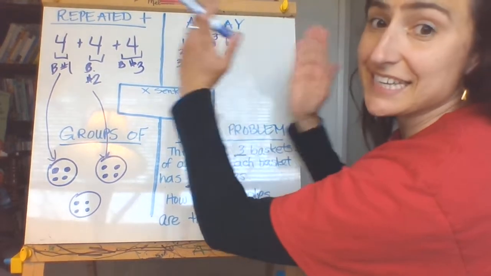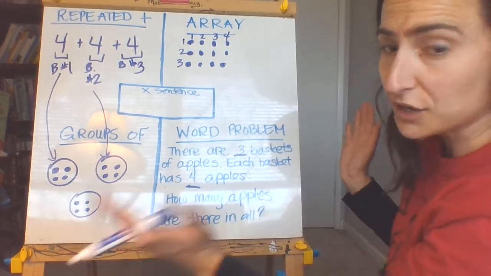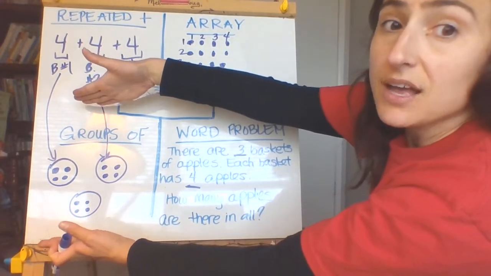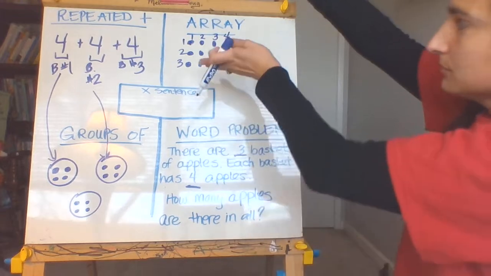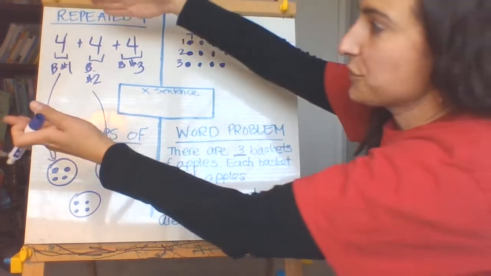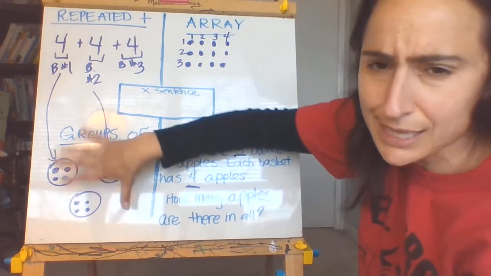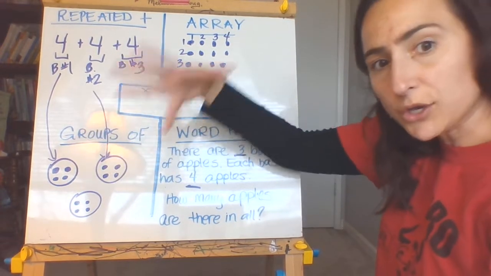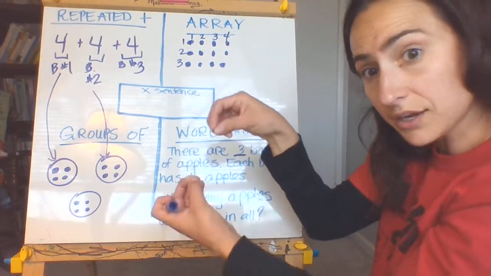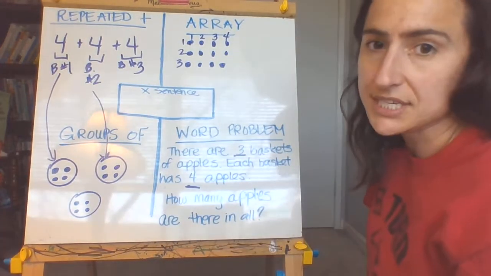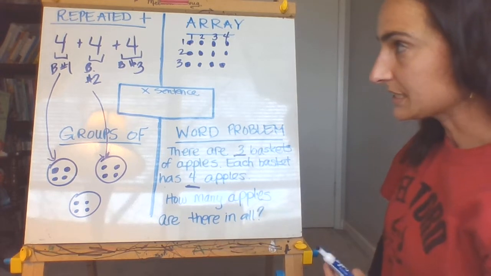So you can kind of see this whole thing on one page. A word problem, the groups of, the array, and the repeated addition. You do not have to do this part with the arrows coming down on yours. I wanted you to be able to connect that here. So don't worry about doing that part. Just make sure you have that repeated addition number sentence.